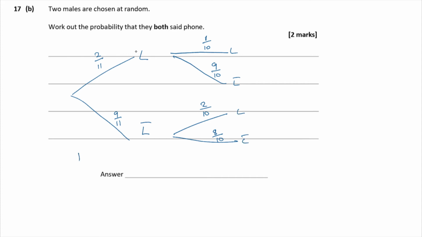So the probability of both phone, just one route through this time, means not laptop, not laptop. So it's going to be 9/11 times 8/10, which is what? 9 times 8 is 72, and 11 tens are 110, so that's 72 over 110.